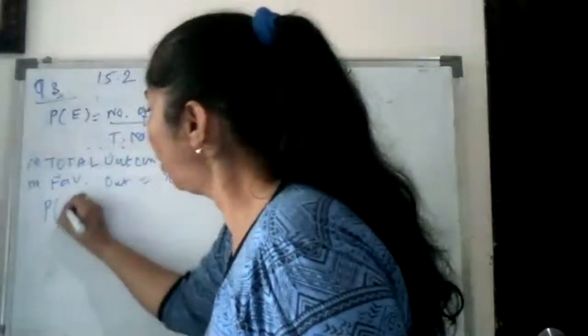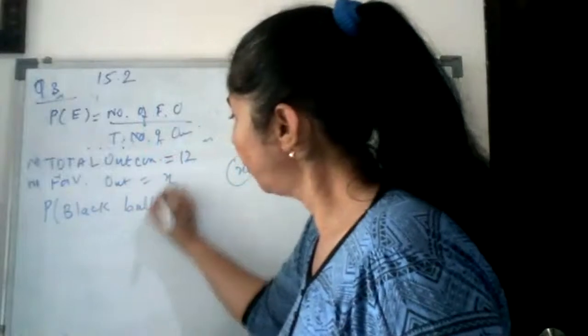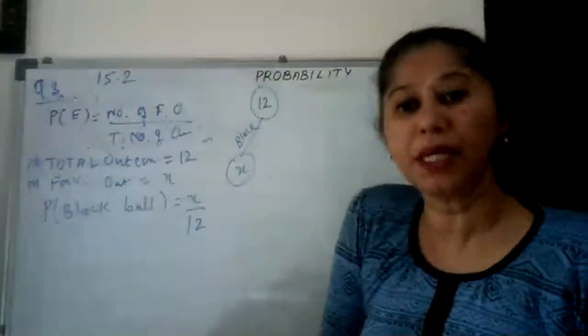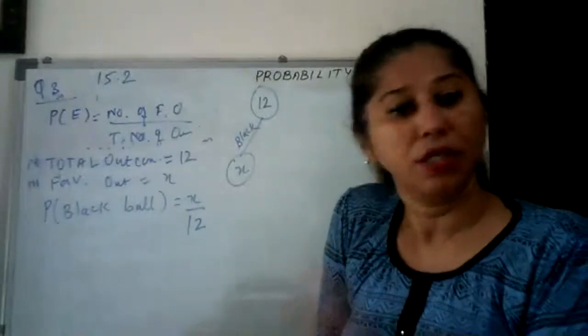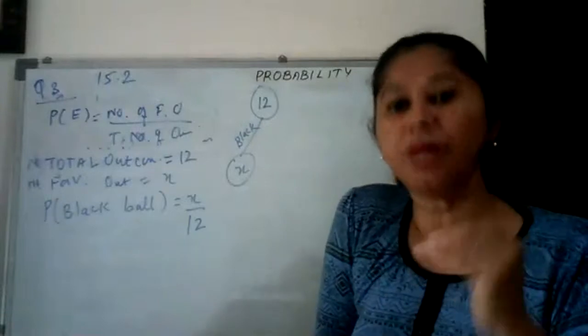So probability of black ball will be X upon 12. क्योंकि हमें X में पूछा तो हम X में ही आंसर देंगे. We don't have any way to find out what this X would be. So it's simply X on 12. Got it? Now there is a second part, मतलब उसी में क्वेश्चन है.